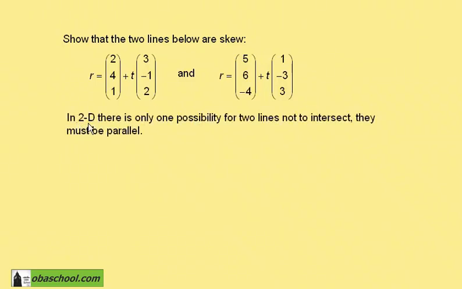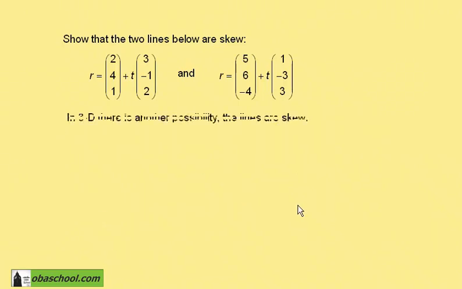In 2 dimensions, there is only one possibility for two lines not to intersect. They must be parallel. If we have two parallel lines, they're like train tracks. They go on forever, but never intersect. In 3 dimensions, however, there is another possibility. The two lines are what's said to be skew.